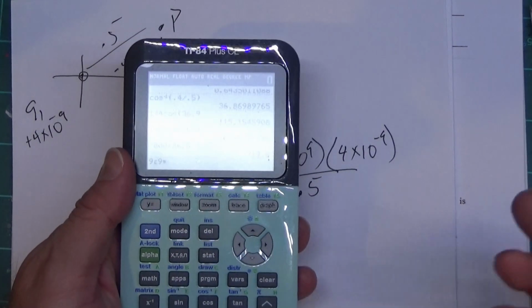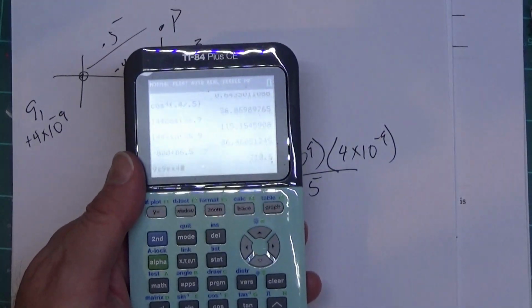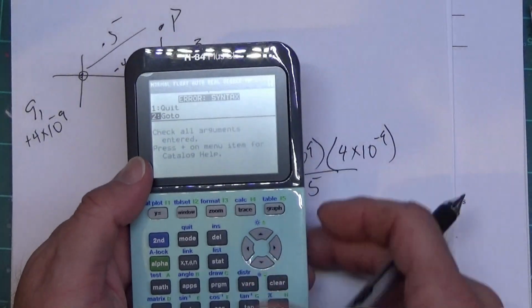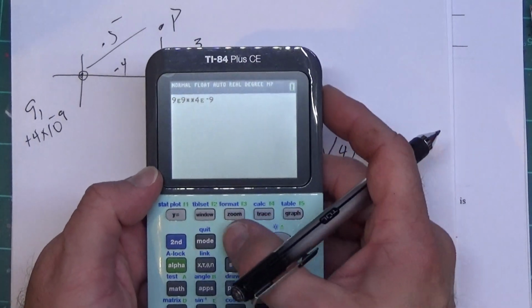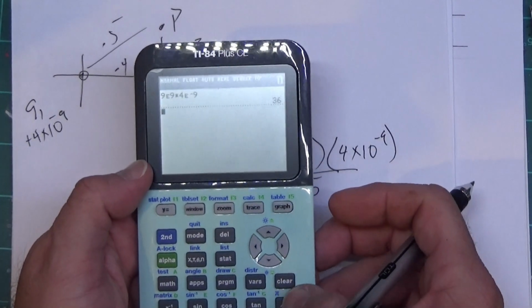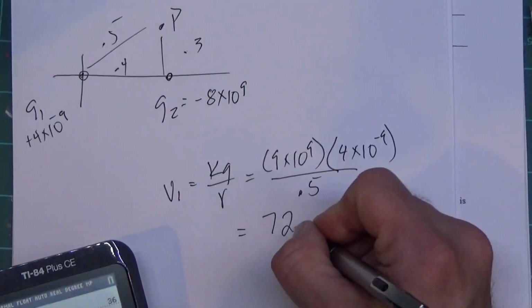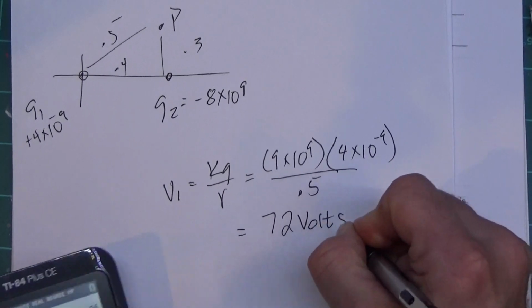So grabbing my calculator, we're doing 9 times 10 to the 9th times 4 times 10 to the negative 9th. Oops, I did something wrong. Too many times. And we're dividing that by 0.5. And I get 72 volts for V1.